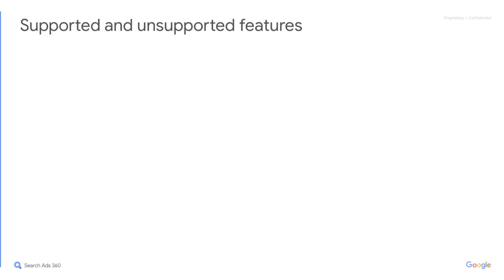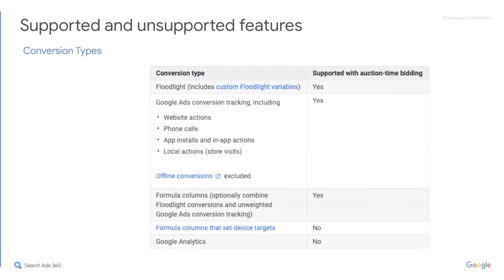In terms of what is supported and what is not supported from a conversion type perspective, floodlights are totally supported with auction time bidding. Google Ads conversion tracking, including website actions, phone calls, app installs, and in-app actions, and local actions, which is store visits, are supported as well. However, offline conversions are not supported as of now.